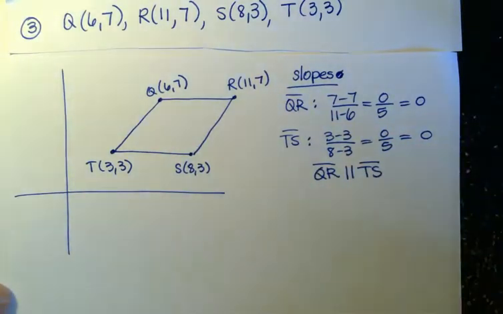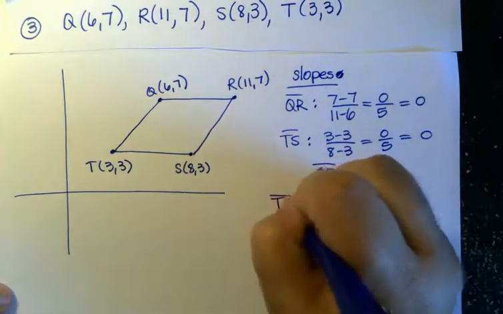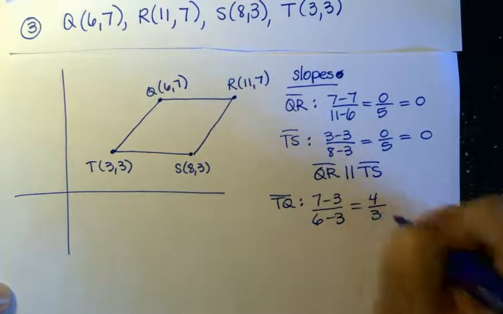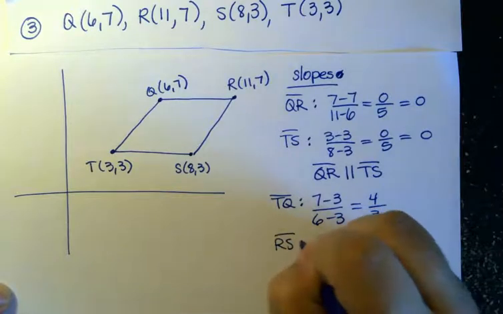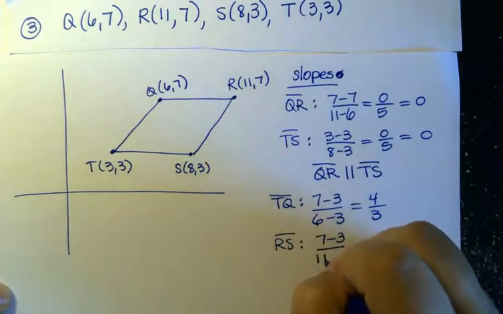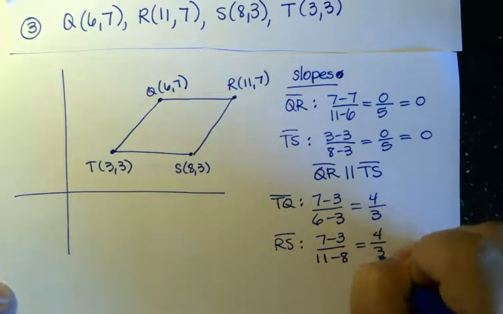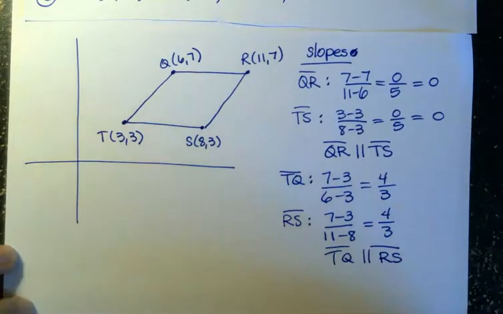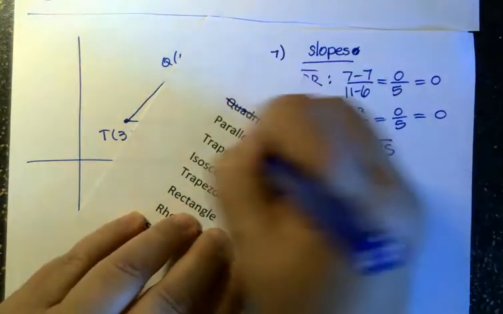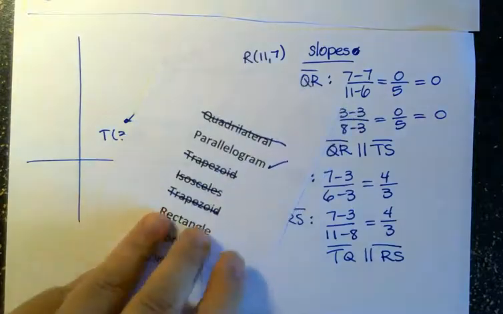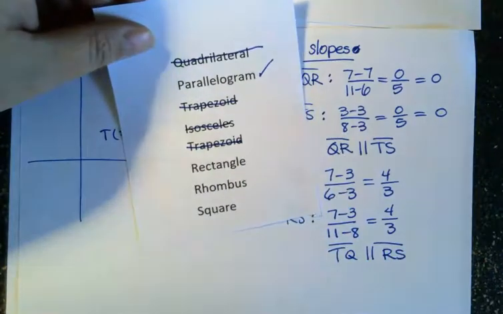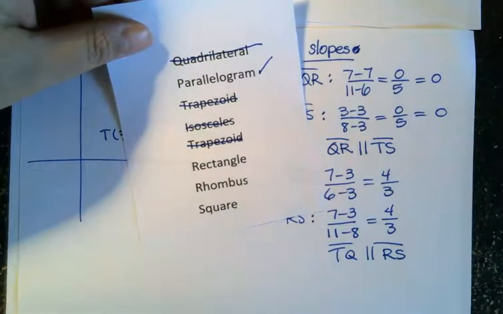Okay, now let's look at the other ones. We have TQ slope, and that's 7 minus 3 over 6 minus 3, which is 4/3. And then RS's slope, and that's 7 minus 3 over 11 minus 8, which is also 4/3. So I know that TQ is parallel to RS. So far then, I know that I have a parallelogram, which says it's not going to be one of these others. I'm not going to say just quadrilateral. I'm not going to say trapezoid. I'm not going to say isosceles trapezoid. So now I just have to investigate to see if it is a rectangle, a rhombus, or a square.